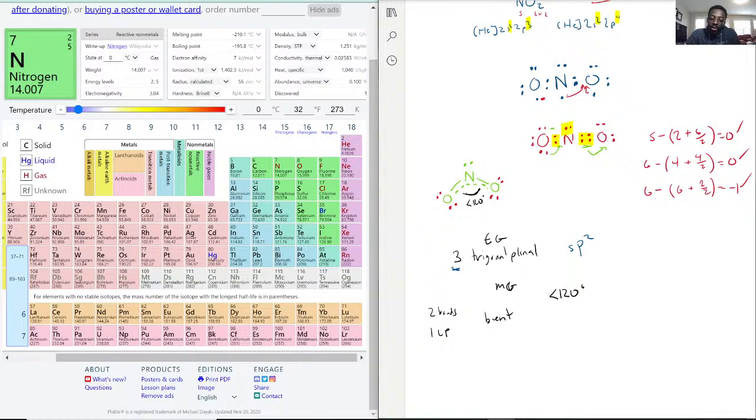Actually, that one's a little bit trickier because it's the resonance structure. On one side, this would be more sp3, and this would be sp2. But yes, for nitrogen specifically, it is sp2.